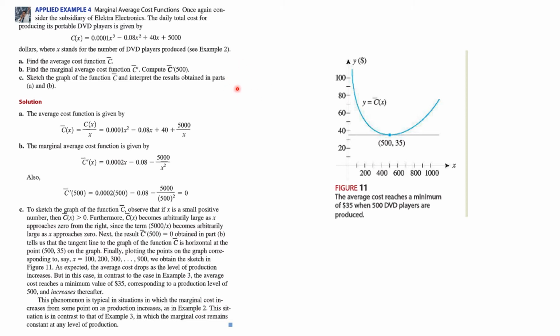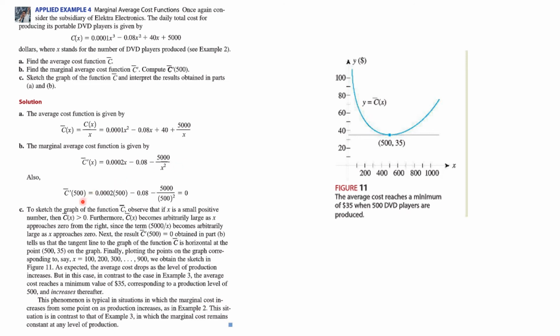Now it's a slightly different question here, and what we're looking at is a different cost function, and we're defining the average cost function, the marginal cost function, evaluate the marginal cost function at 500, and sketch the graph. Okay, so C bar of x is C of x divided by x, so we just do the division and we get this. Now when we go through and take the derivative, we do term by term. So this is C bar of x is equal to this expression.